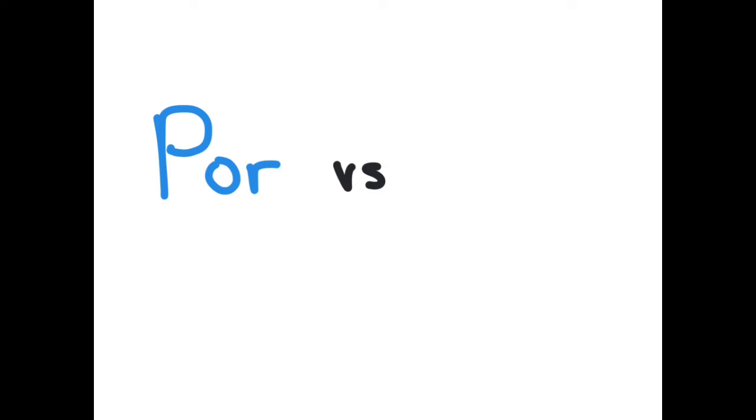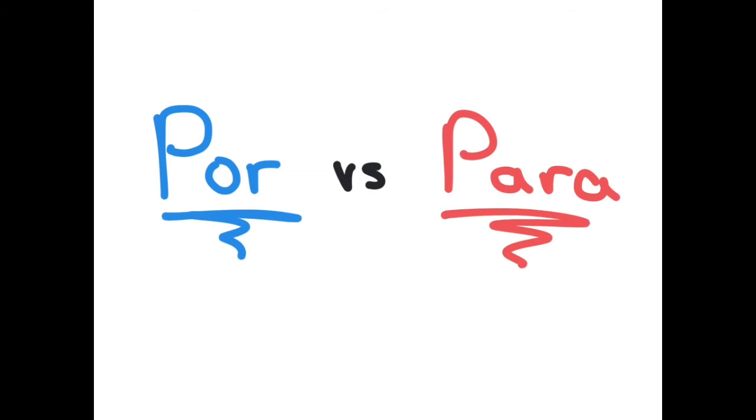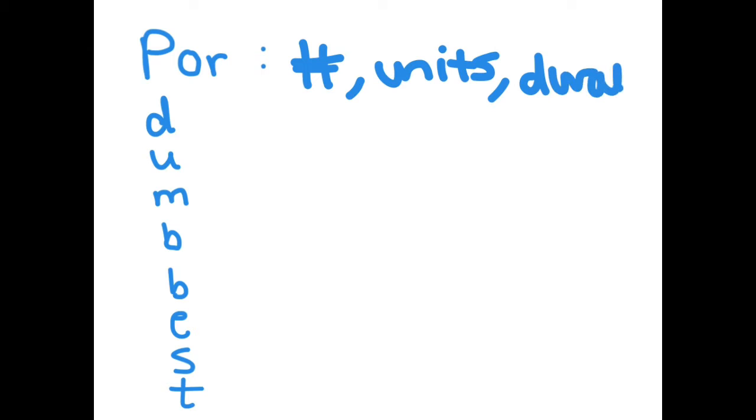Okay, so here's por versus para, and I'm going to signify things with para with red and things with por with blue. Okay, so first I'm going to explain por. In por, generally you use it with numbers, units of measure, and things that relate to a duration.